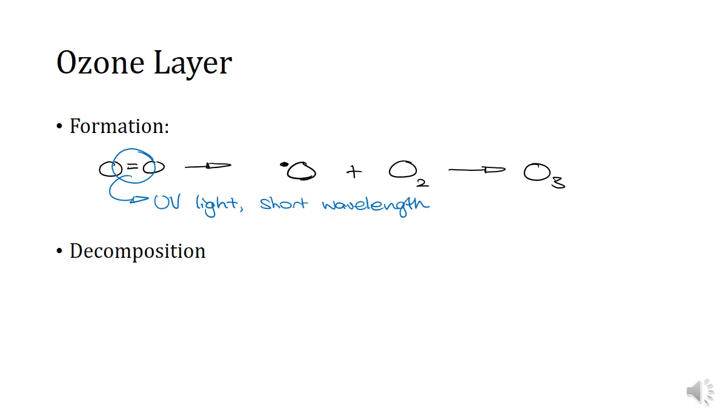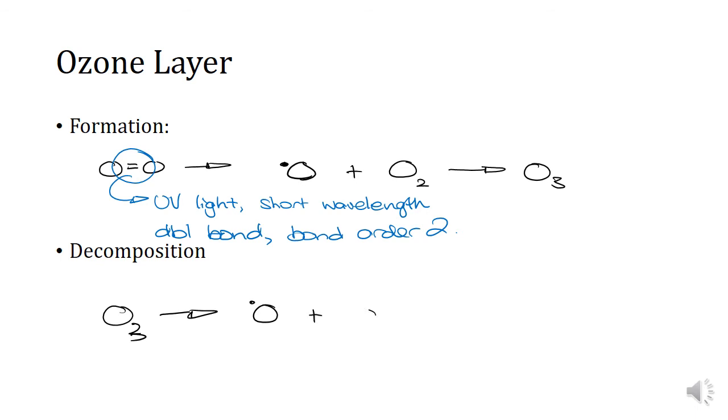We're going to talk about bond enthalpies in a moment, but this is a double bond, or you sometimes hear it referred to as a bond order of 2. The reason the ozone layer is useful to us is because when that ozone is exposed to UV light, it forms an oxygen radical and oxygen.